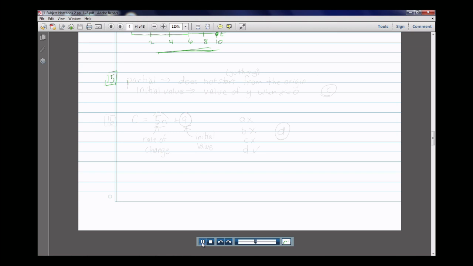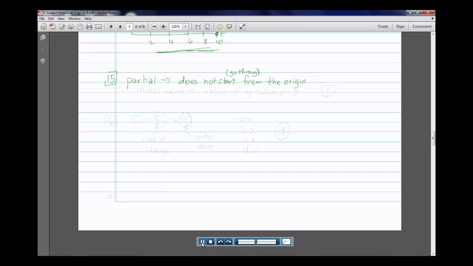When you do this, you have to remember that a partial variation does not start from the origin. So when you take a look at the two graphs, depending on the shape of the graph, it won't go through the origin. You can see that Dakota's graph does indeed go through the origin, starts from the origin, whereas Jamie's doesn't. So you've just eliminated A and B. It's either going to be C or D.